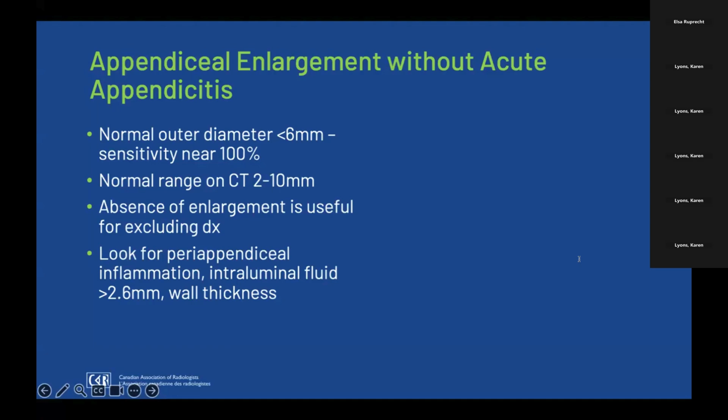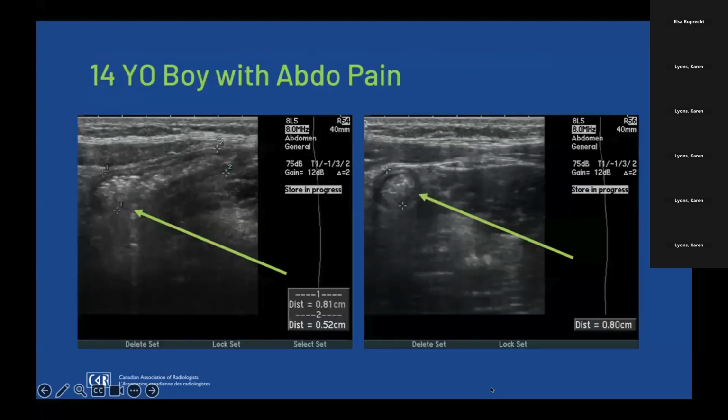You can get enlargement of the appendix in the absence of acute appendicitis in multiple conditions, like reactive lymphoid hyperplasia, fecal impaction, cystic fibrosis, as well as mucocele of the appendix. In that setting, the appearance of the intraluminal contents, appendiceal wall, and periappendiceal tissues will help distinguish these conditions from acute appendicitis. And now I'm going to go through a couple of tricky examples.